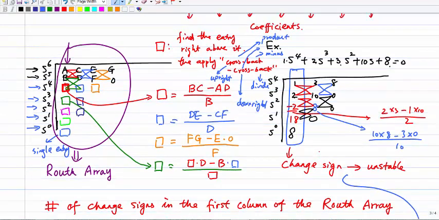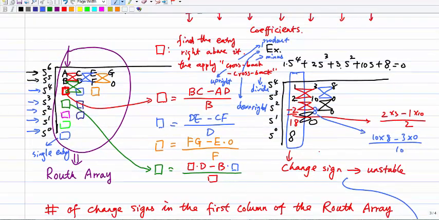Okay? All right. So the Routh array is powerful, not only to verify the stability by checking the first column of the Routh array, but by checking the first column of my Routh array, I can also tell how many poles have positive real parts.